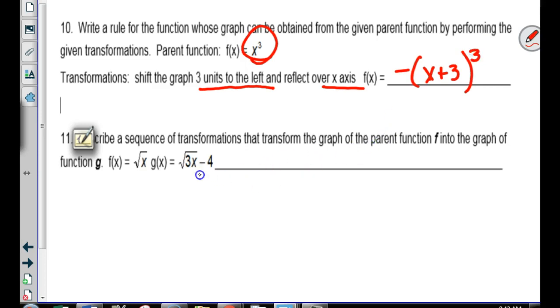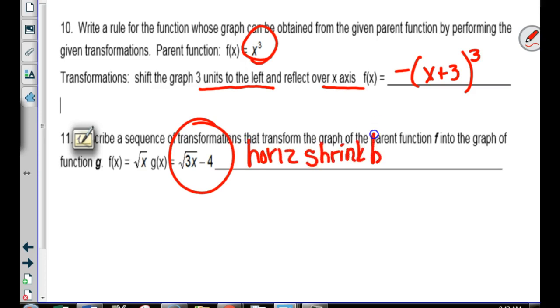Okay. How would you describe the transformations here? What does a 3 inside do? It's shrinking which way? Horizontally. The x's. Horizontal shrink by 1/3. And then the -4 on the back. Yes, down 4 because it's outside the radical. You get there eventually. Any questions on those two?